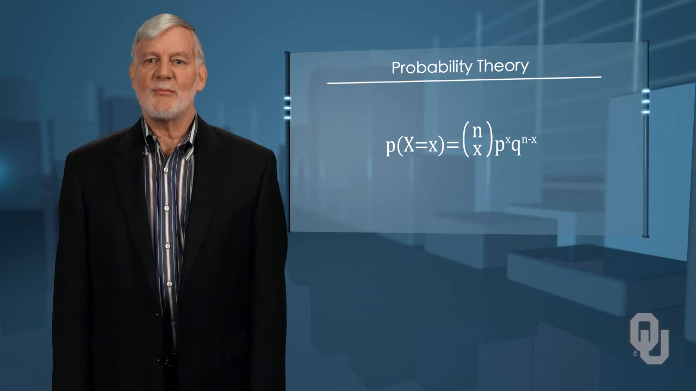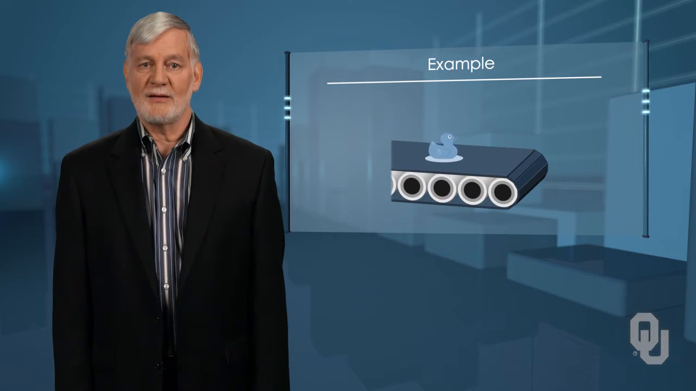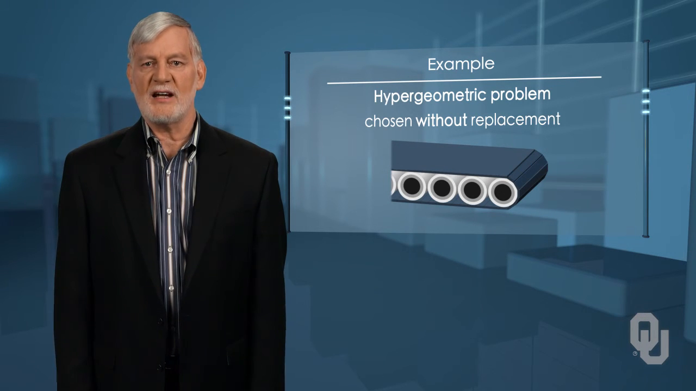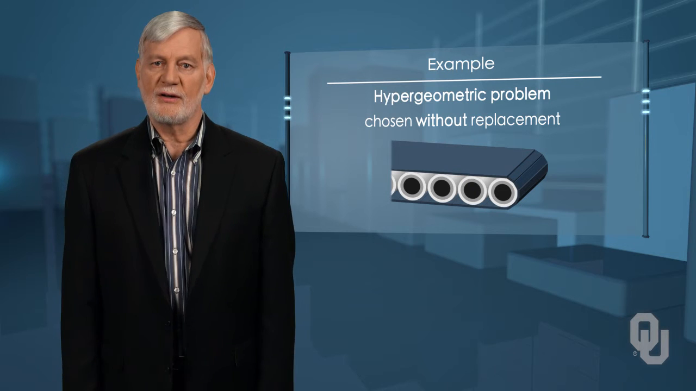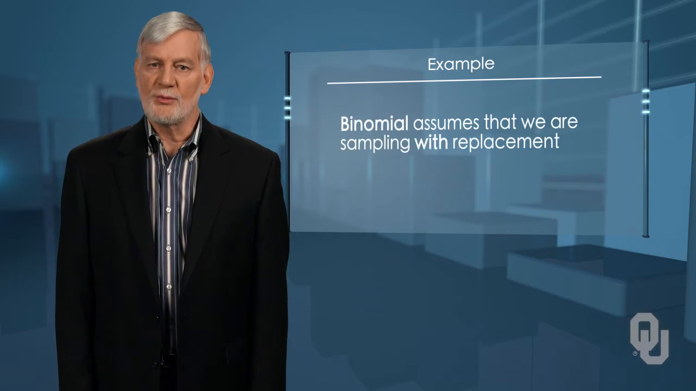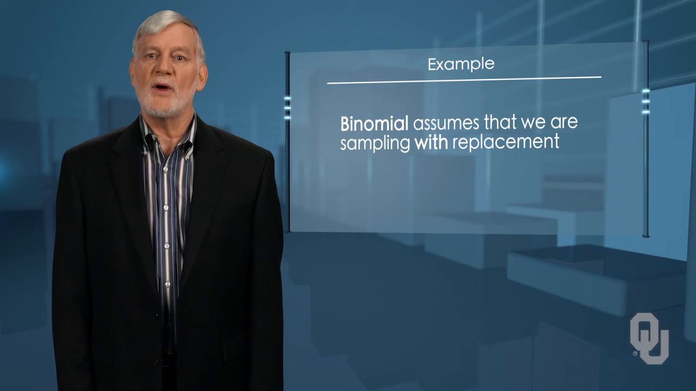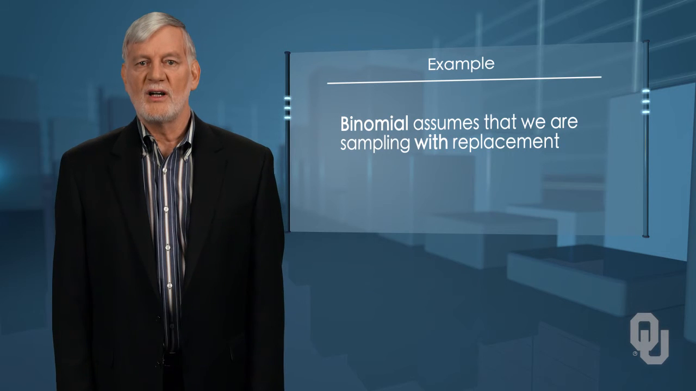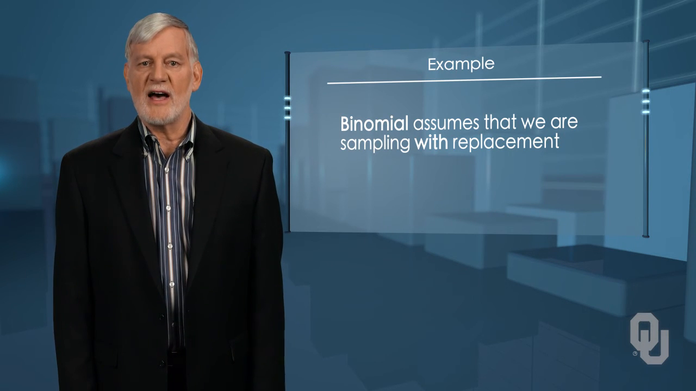An example is sampling products as they move along an assembly line. This is a hypergeometric problem because we presume that the objects are taken for sampling and would not be returned. That is, they are chosen without replacement. The binomial assumes, in essence, that we are sampling with replacement. This ability to use one probability distribution to estimate others will become very valuable to us later.